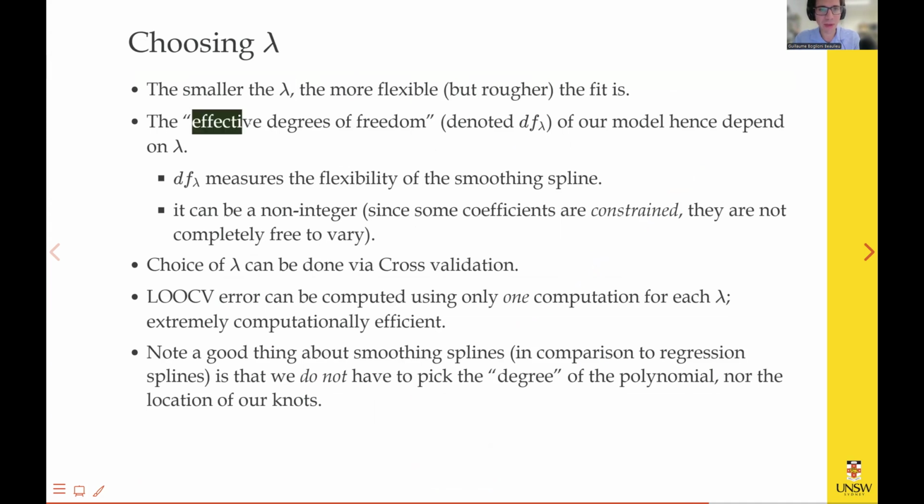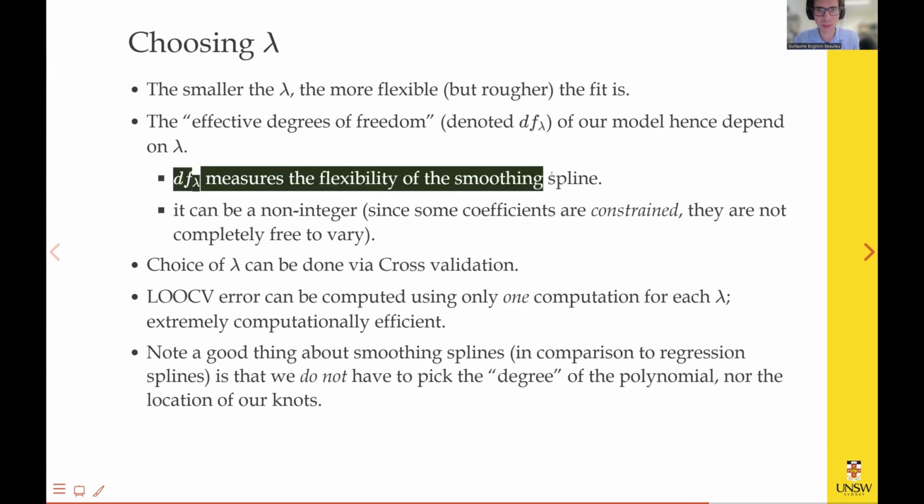Now, this effective degrees of freedom that we denote here, df lambda, depends on the lambda. If lambda is small, we are more flexible, so the number of degrees of freedom is higher. So high df means small lambda and means more flexibility for our smoothing spline.